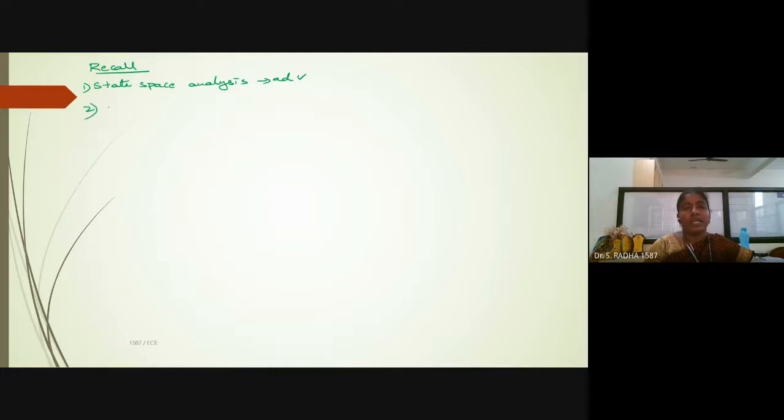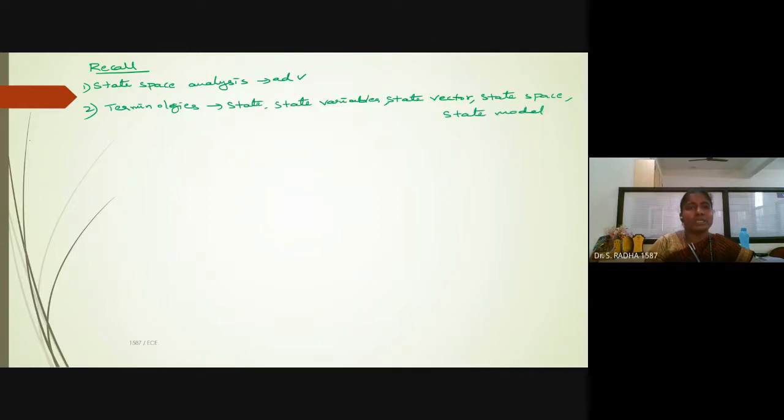Secondly, we had some terminologies we discussed: state, state vector, state variable, state space, state model. State variables means the variables used, and state vector means all the variables together, called a vector. State space means how many dimensions we are using. State model means we had 2 equations. These are the things we discussed.